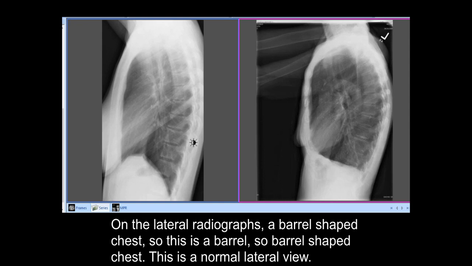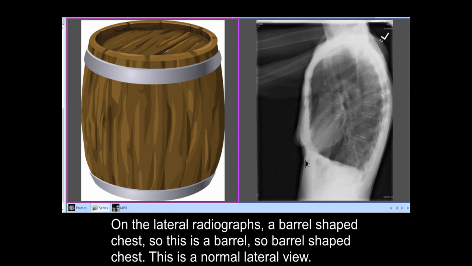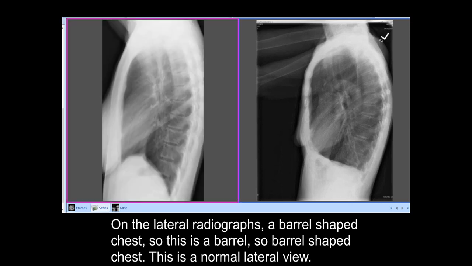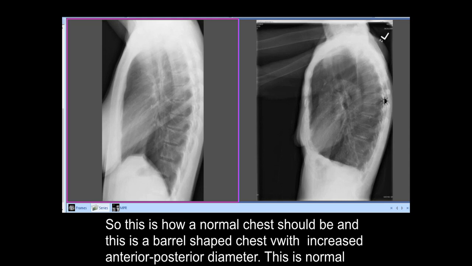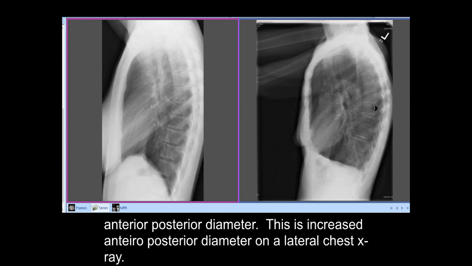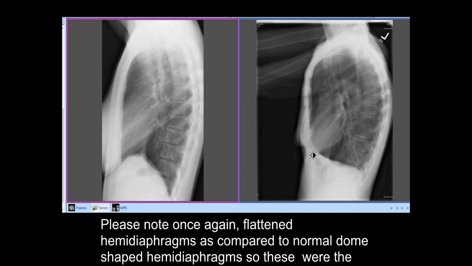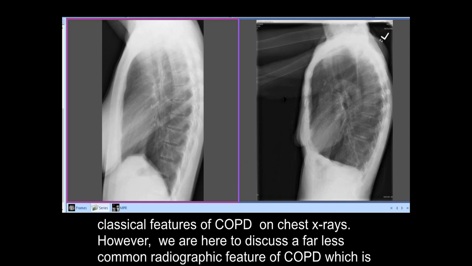On the lateral radiographs, a barrel shaped chest. So this is a barrel, so barrel shaped chest. This is a normal lateral view. So this is how a normal chest should be, and this is a barrel shaped chest with increased anterior posterior diameter. This is normal anterior posterior diameter. This is increased anterior posterior diameter on a lateral chest X-ray. Please note once again, flattened hemidiaphragms as compared to normal dome shaped hemidiaphragms. So these were the classical features of COPD on chest X-rays.